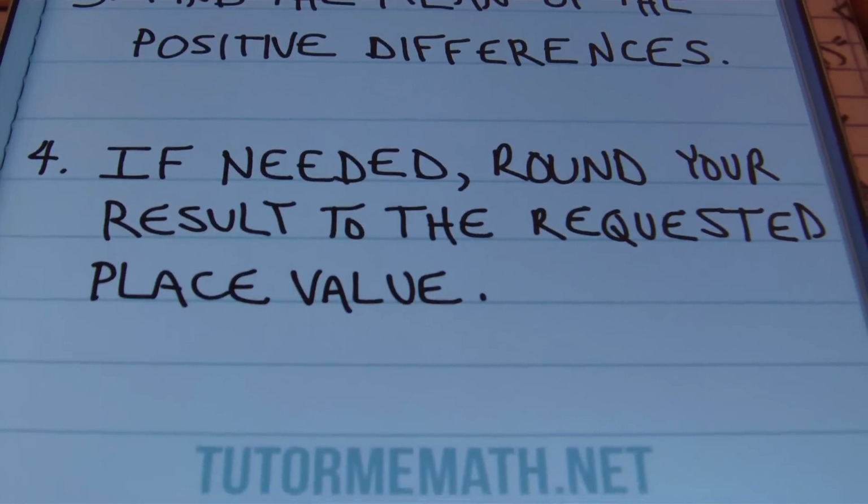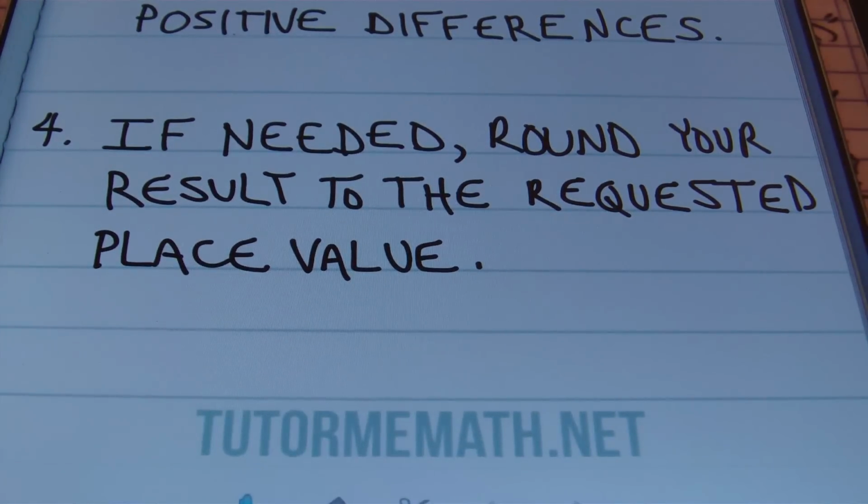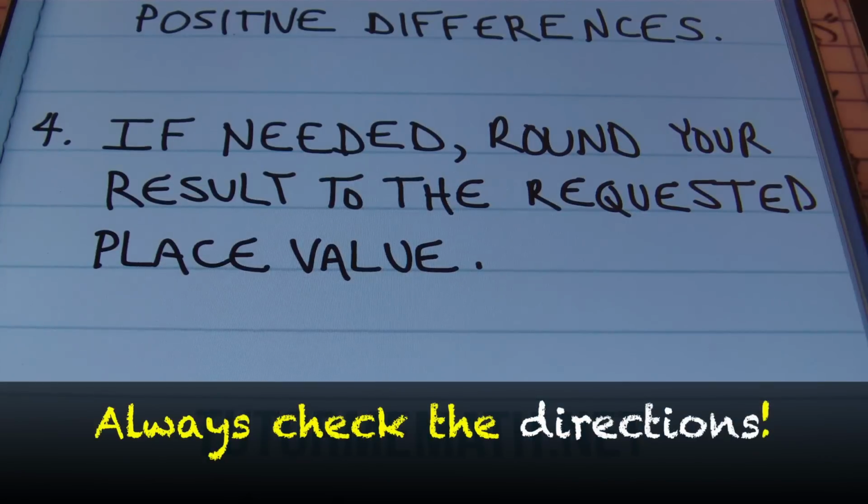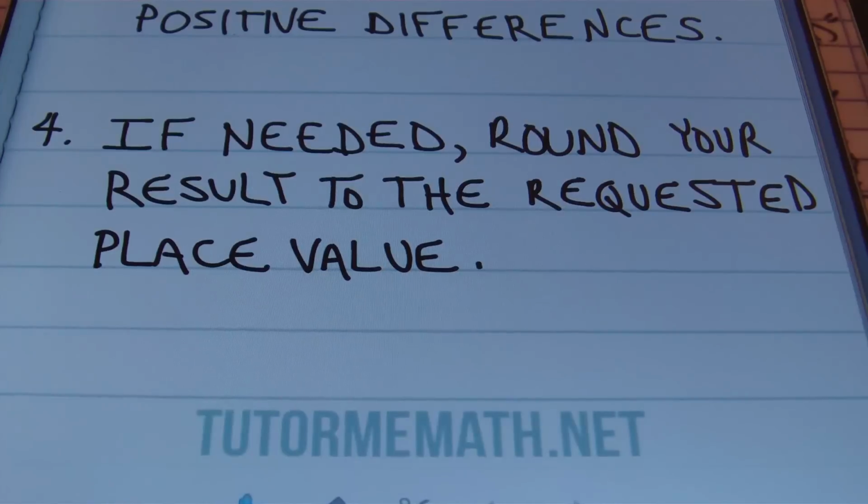And then finally, if needed, you'll be rounding your result to the requested place value. So if your teacher, textbook or your assignment ask you to round to the nearest tenths place, for instance, or to the nearest unit, or to the hundredths place, depending on the directions of your particular assignment and problem, you may need to round your result. All right, so there you go. Let's look at some examples now.